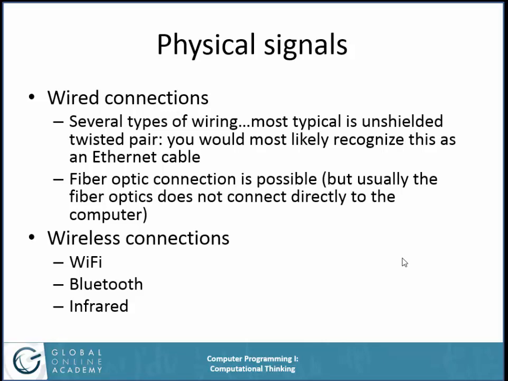For a wired connection, there's several different types of wiring. The most typical these days that you're going to see is unshielded twisted pair. You'd recognize this as an Ethernet cable, a Cat5, a Cat6 Ethernet cable. Maybe you have some wired connections at your school or your home where you plug in the wire with the little clip on the back in the back of your computer, and then you click it into a network connection somewhere. There are other types. You may be familiar with coaxial cable that is often used with cable television.